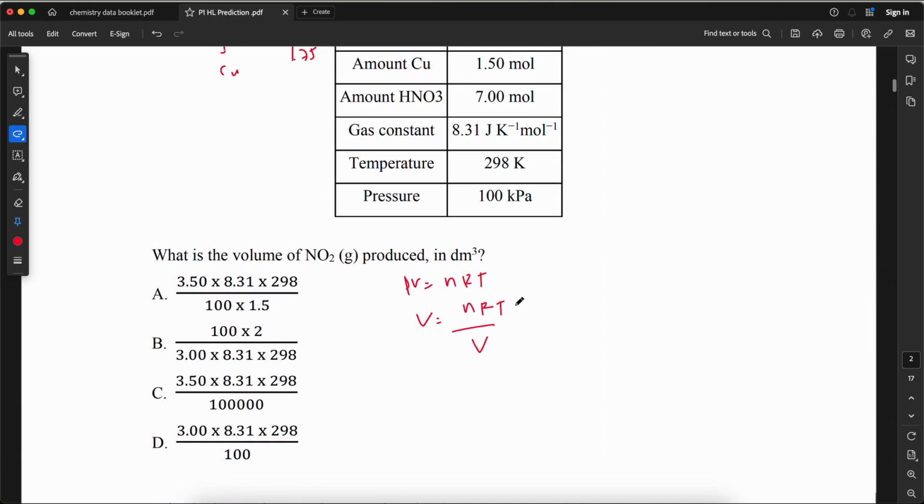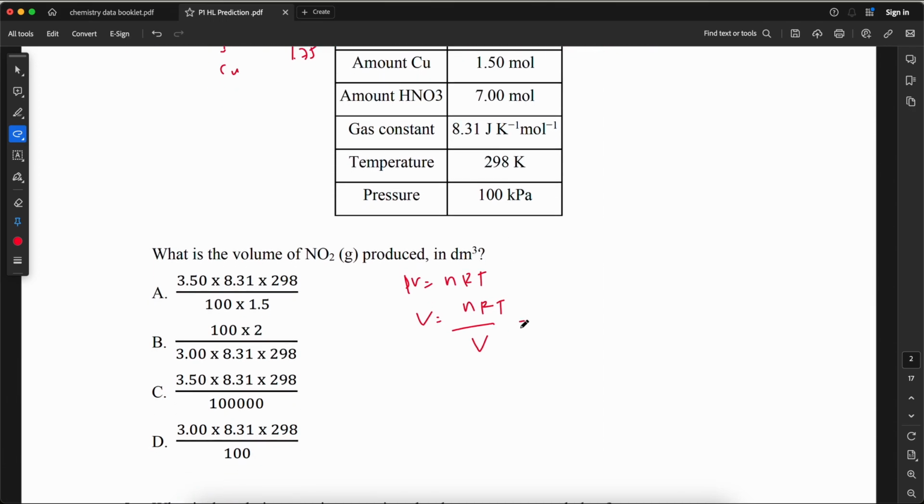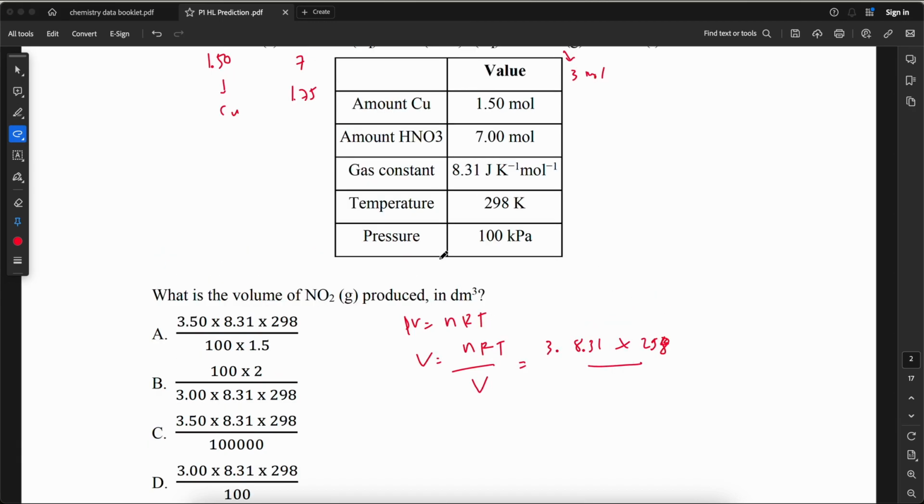So now, let's put into the formula. So 3 times 8.31 times T 298 divided by, it should be pressure here. So pressure is 100 kilopascal.